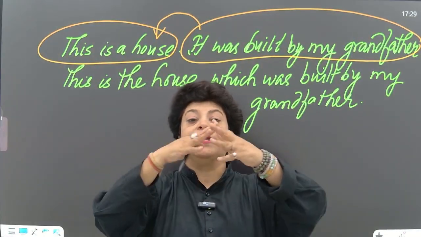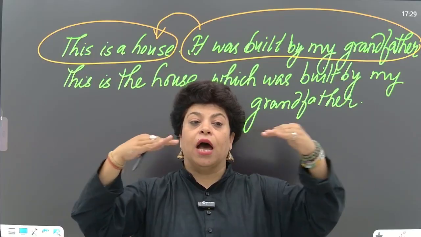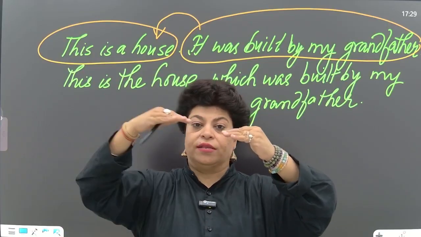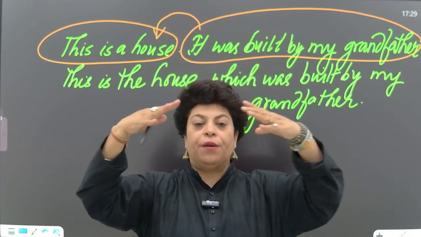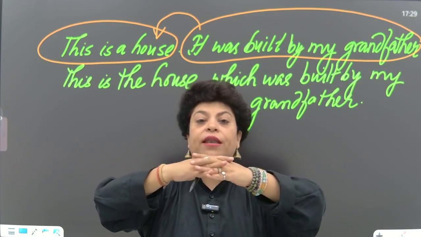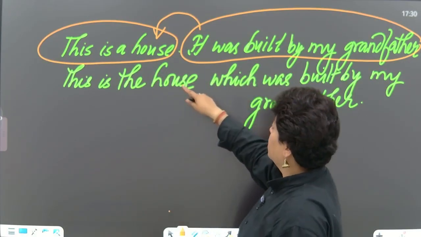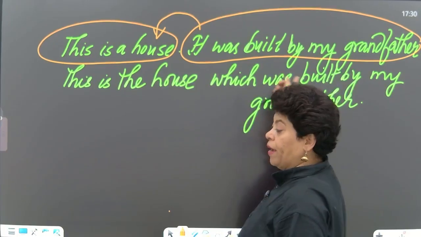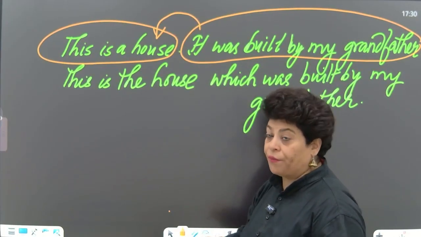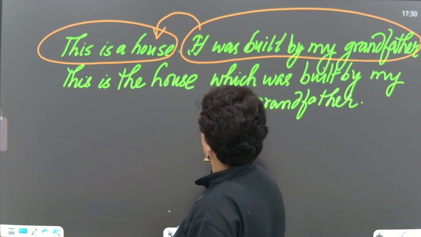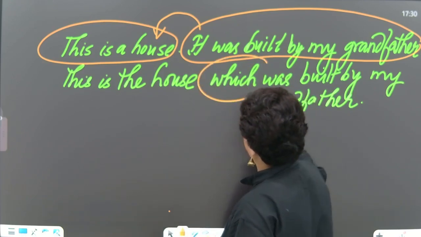Adjective means relative. Relative means how one sentence and how the other sentence combine to frame a relation. Now, what is the relation between this and built by my grandfather? How do we combine it? It says, this is the house which.